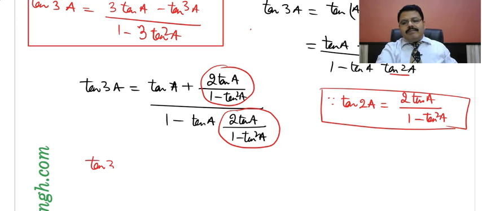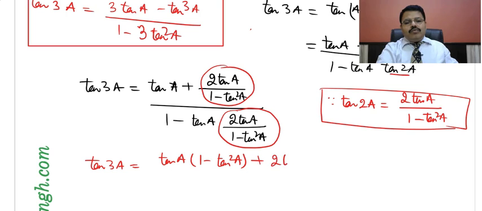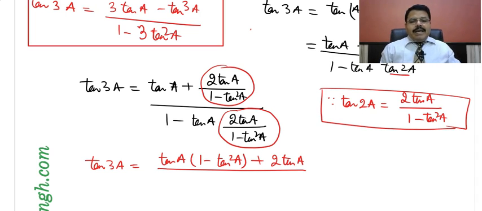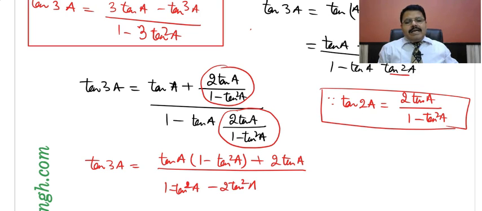So finally this will come: tan 3a is equal to tan a into (1 minus tan square a) plus 2 tan a, and in the denominator it will be 1 minus tan square a. Here also, if you multiply with 1 minus tan square a, and 2 tan a into tan a, minus 2 tan square a, in the denominator it will remain 1 minus tan square a, which will cancel with the 1 minus tan square a in the numerator. Here also 1 minus tan square a will come in the denominator, both will cancel.